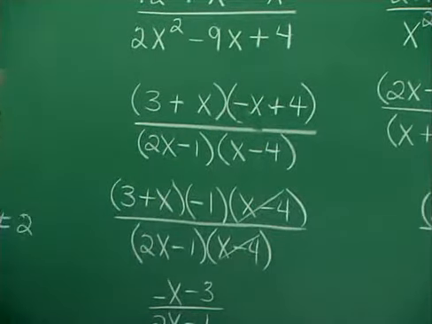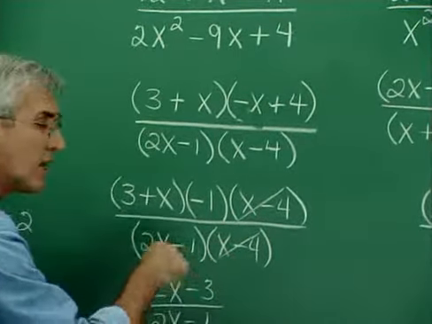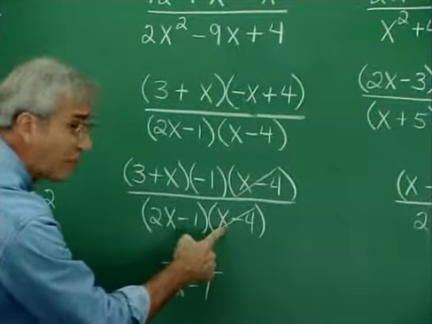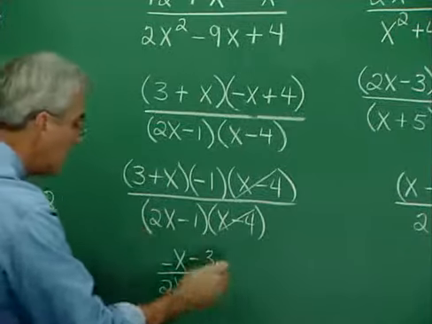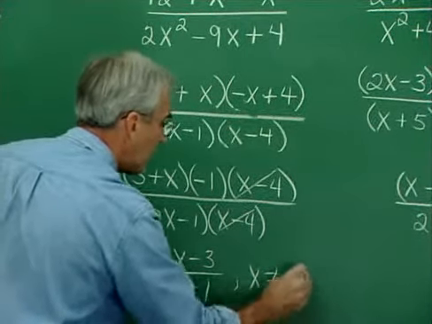Okay. Now, we had a cancellation here, and therefore we have a restriction on the domain that needs to be listed down here. When x is 4, this factor becomes 0, and the denominator therefore becomes 0. So we have to write that restriction down here. X is not equal to 4.